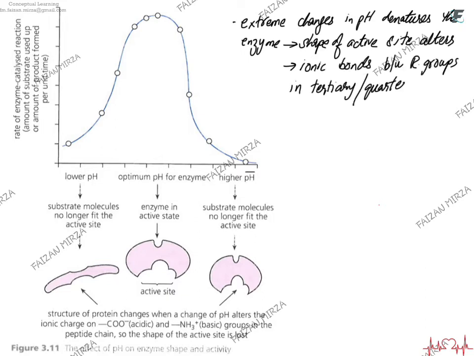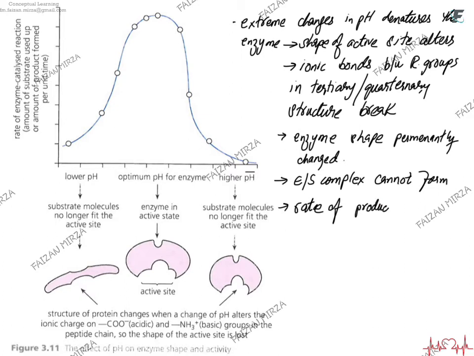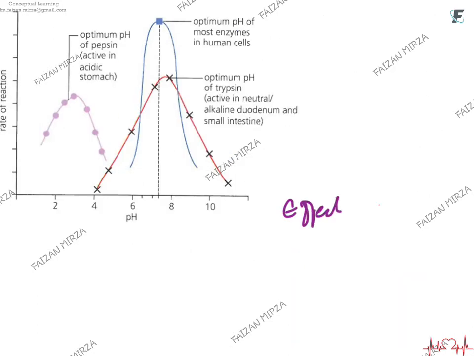It depends on which enzyme we are talking about. Extreme changes in pH basically break the ionic bonds, not the hydrogen bonds. The ionic bonds between the R groups, and the R group interactions, are important in the tertiary and the quaternary structure. So once the enzyme is distorted, the active site is distorted, the ES complex cannot form, and the rate of product formation starts to decrease.